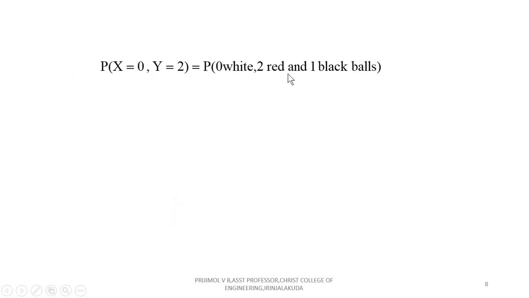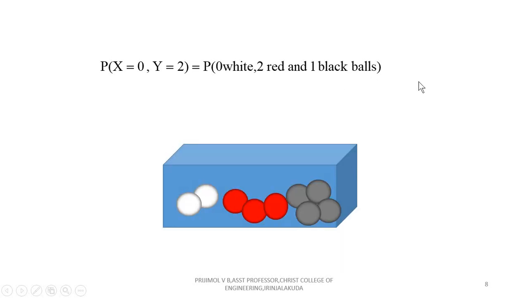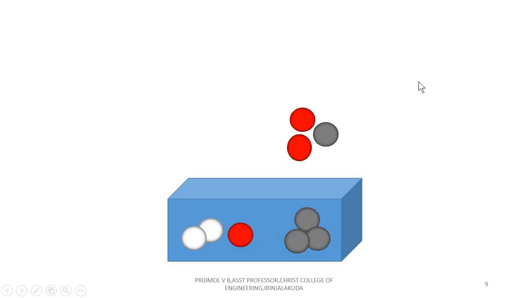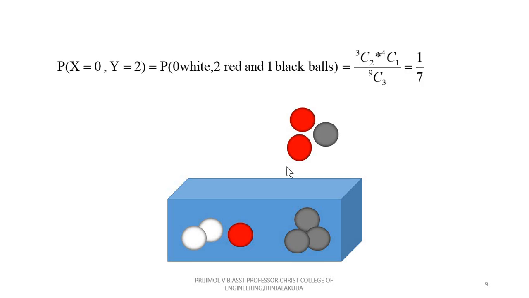Now next we will find the probability of X equal to 0 and Y equal to 2. That is 0 white, 2 red and the remaining 1 ball must be a black ball. So from this 2 red we have taken and 1 black ball. This can be done in 3C2, out of 3 red balls we are taking 2 red balls, and 4C1, out of 4 black balls we are taking 1 black ball. So in total we get 3 balls. And this gives 1/7.